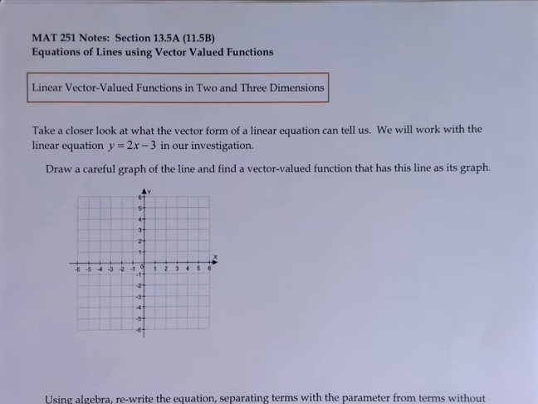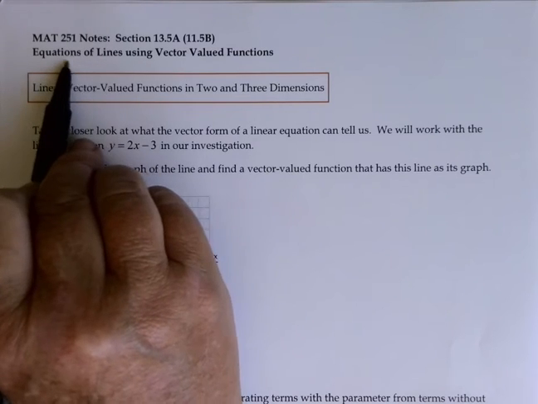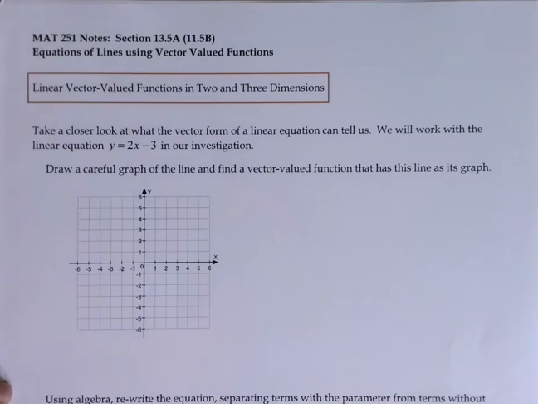This is section 11.5, part 4, and for the rest of this section, we're going to be looking at a specific type of vector-valued function, specifically the vector-valued functions that give us equations of straight lines. So let's look at linear vector-valued functions, and we'll look at both the two- and the three-dimensional forms.